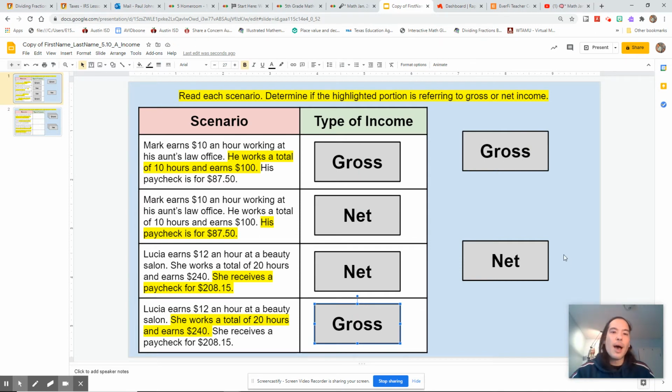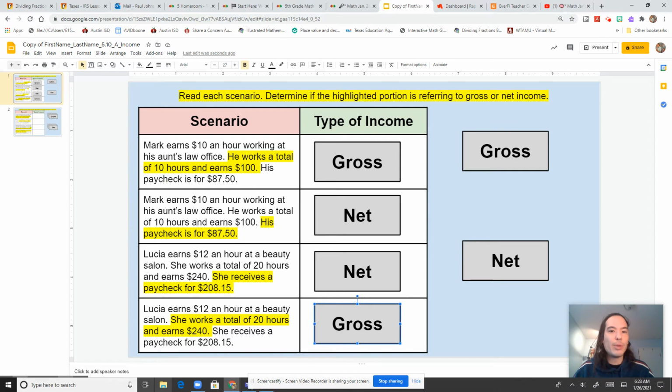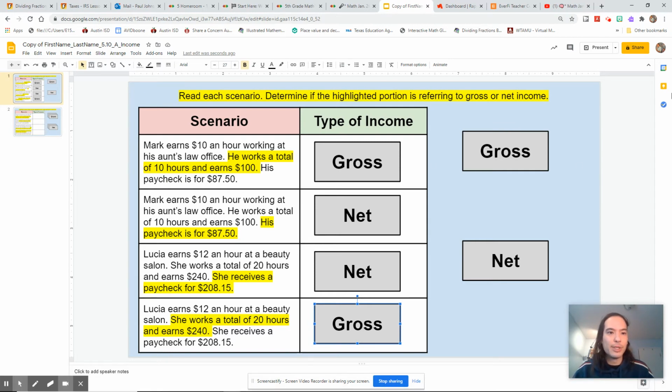All right. So why don't you go ahead? I want you to try to pause this, do the second page, and then press play and check your work because I think you can do this. Gross is most, net is less. So go ahead and pause, and we'll see you in a second.